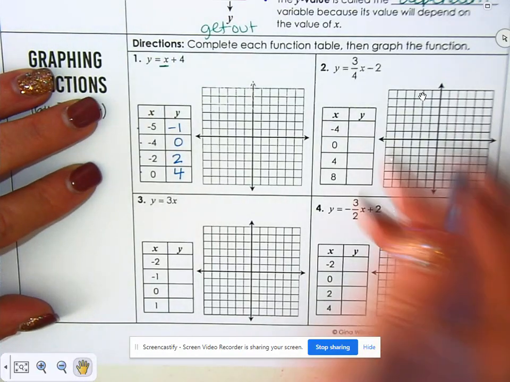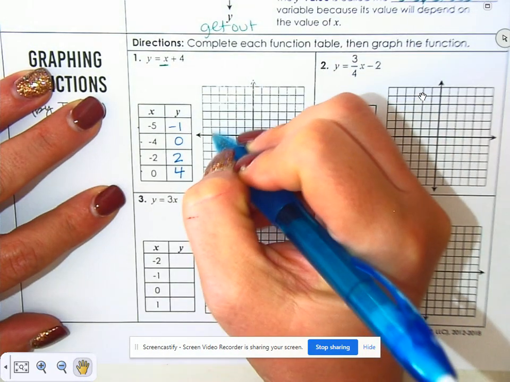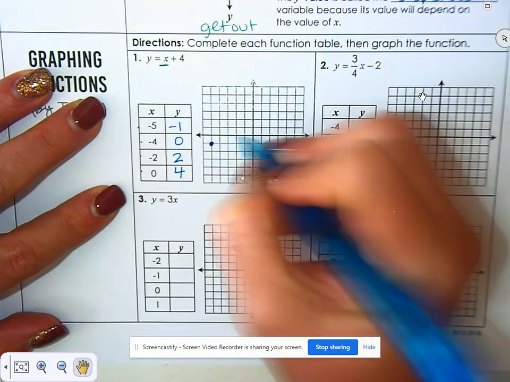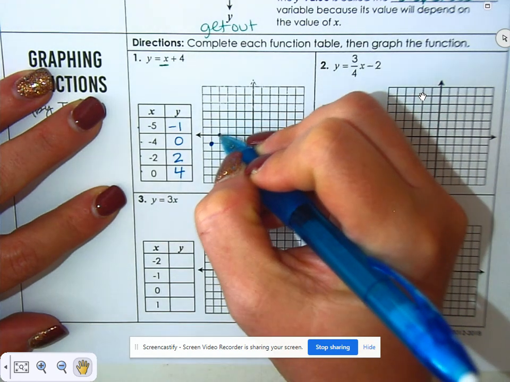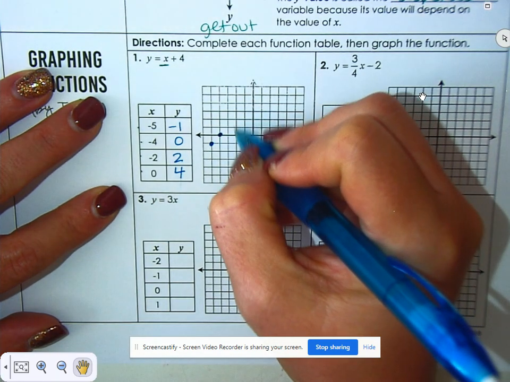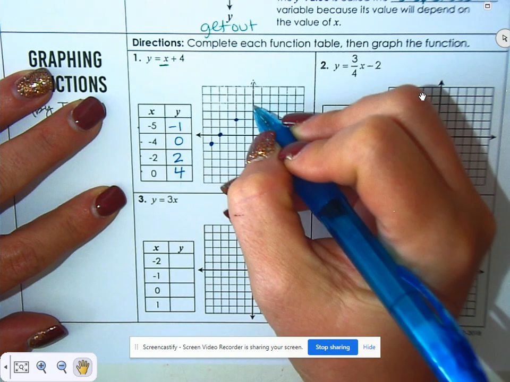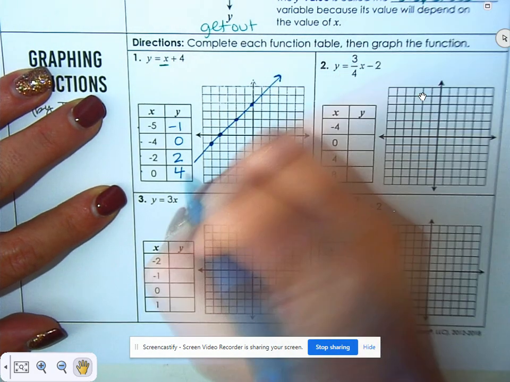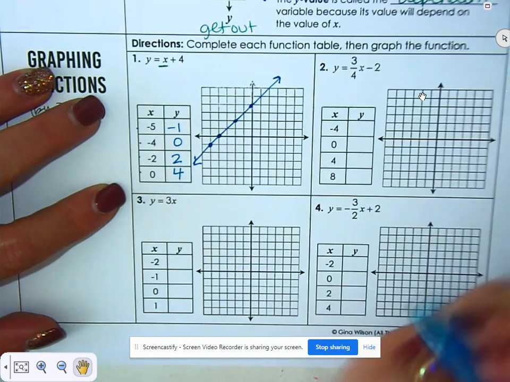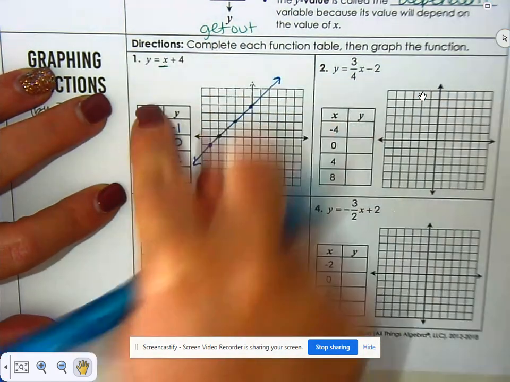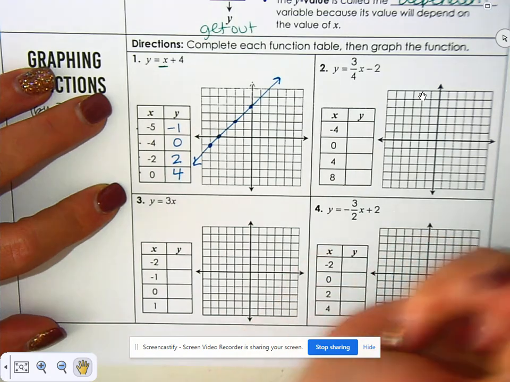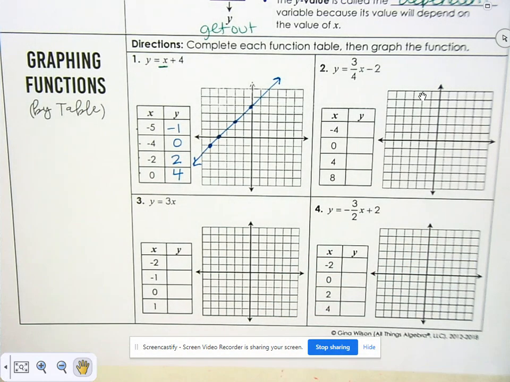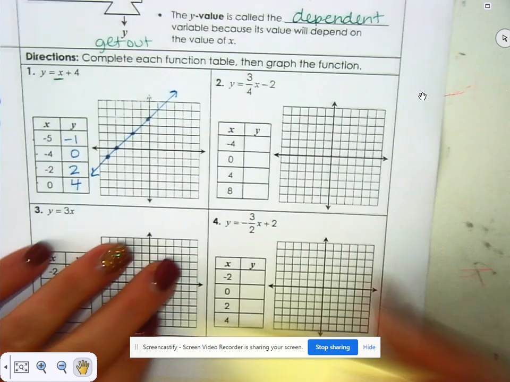And then from the chart, we're going to take that and we're going to graph our ordered pairs. So -5, -1 is here. -4, 0. -2, 2. And 0, 4. And then we're just going to connect our dots to make our line. That's all we're doing. Complete each function table, and then we're going to graph those ordered pairs.